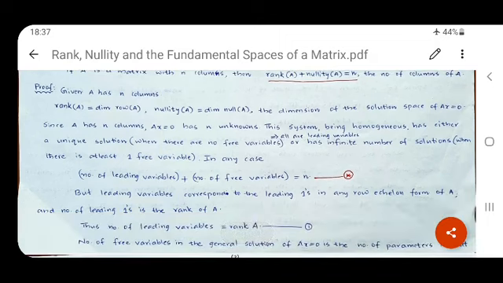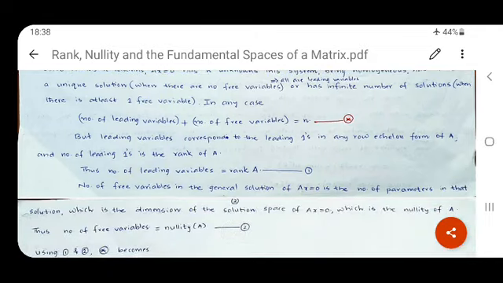But the leading variables correspond to the leading ones in any row echelon form of A, and the number of leading ones is the rank of A. Therefore, the number of leading variables is the rank of A. The number of free variables in the general solution of Ax = 0 is the number of parameters in that solution, and it is the dimension of the solution space of Ax = 0, which is the nullity of A. Therefore, the number of free variables equals the number of parameters, which is the nullity of A. Substituting these two in the equation star, we have the proof of the theorem.